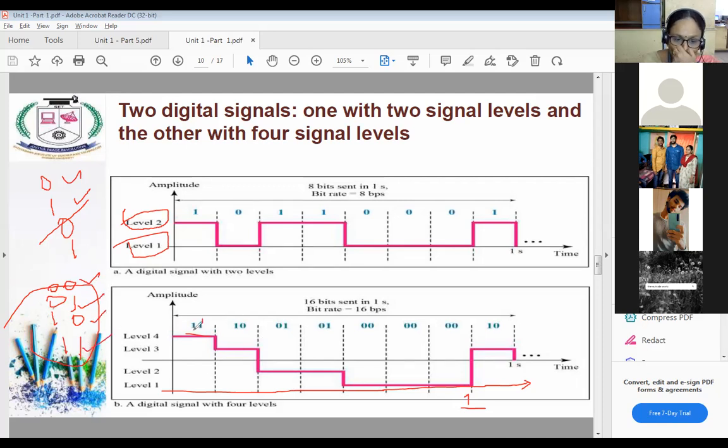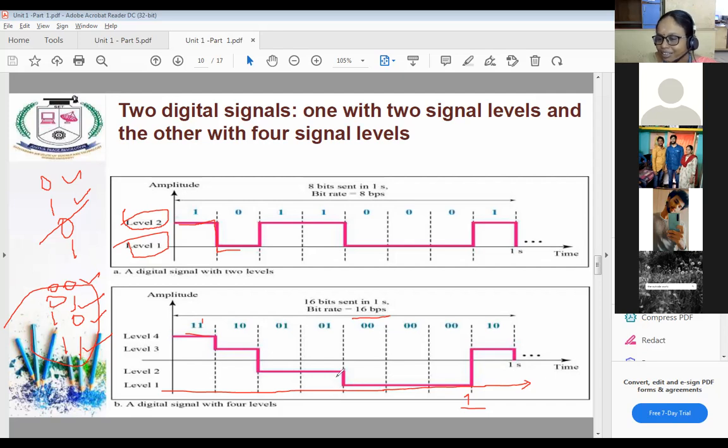So that's why here they are saying I can transmit only 1 bit per second. They are saying only 1 bit. So when you take 1 second, it will transmit 8 bits. So 8 bits per second. But while coming to this 4 level, 2 bits can be transmitted at a time. So when I'm taking 8 into 2, 16 bits per second is transmitted. Is it clear on this point?